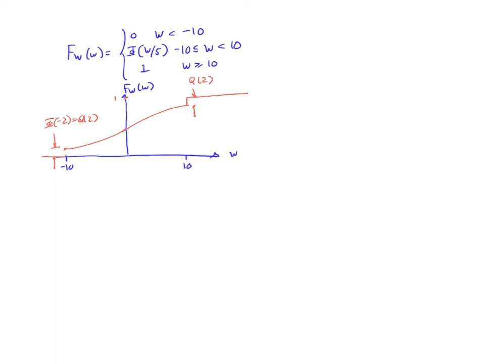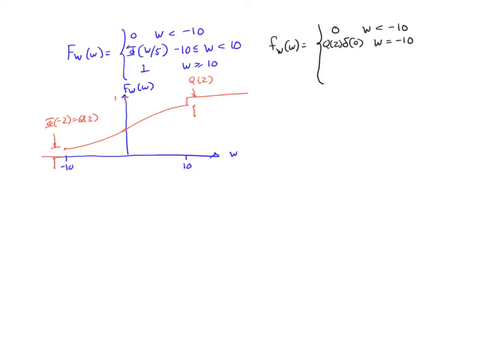of W. And now to find the PDF, you simply take a derivative of this function, and you can do this piecewise. For these two flat terms, the derivative is 0, but we have to keep track of the fact that there's a jump discontinuity at minus 10 and at 10. So when taking the derivative, we get 0 for w less than minus 10. We get Q of 2 times delta at w equals minus 10.